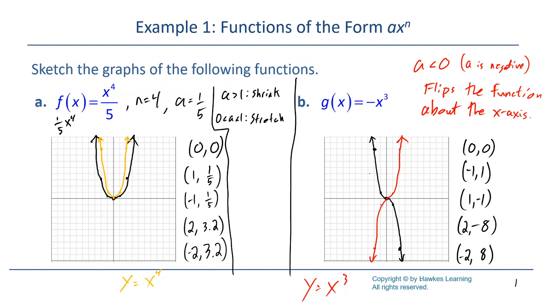If a is greater than 1, it's going to shrink the graph. If a is between 0 and 1, it's going to stretch it. And then just apply that idea with, well, what if I have like negative 1/2? Well, that means it's flipped, and it's also going to stretch it. So you can put those two ideas together, which is pretty good.